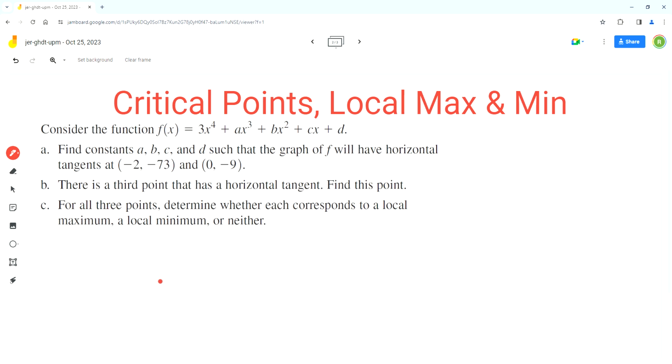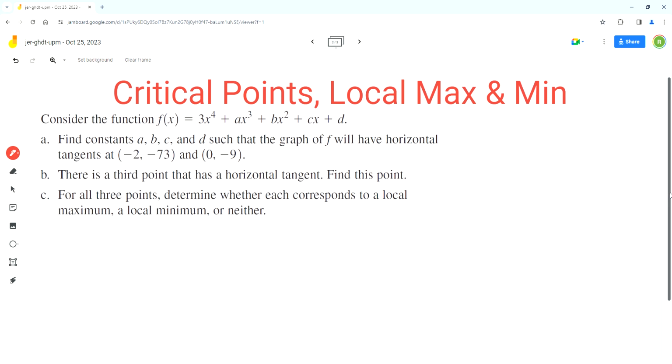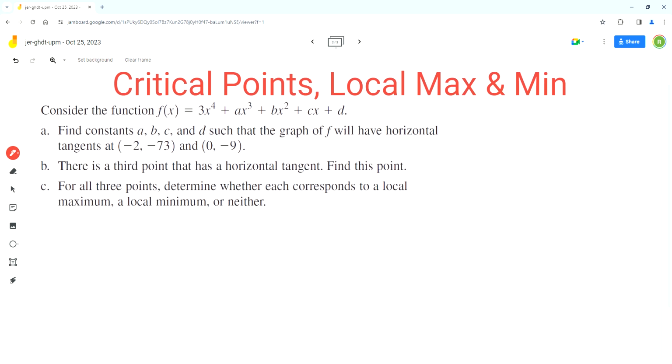Now in part C, we have to determine, for all 3 points, whether each corresponds to a local maximum, a local minimum, or neither. So for part C, we'll have to use the first derivative test. So the first step is to find whether the function is increasing or decreasing on the left and the right side of these points where the tangent is horizontal.